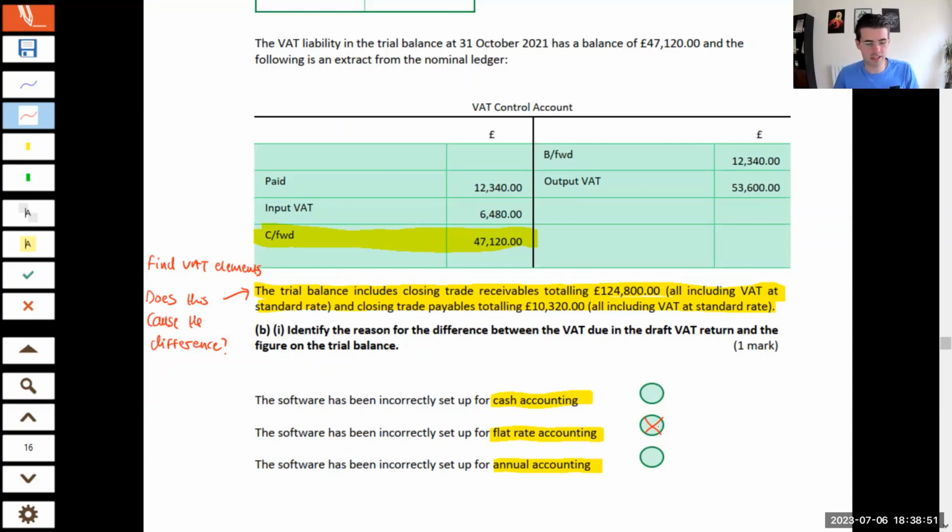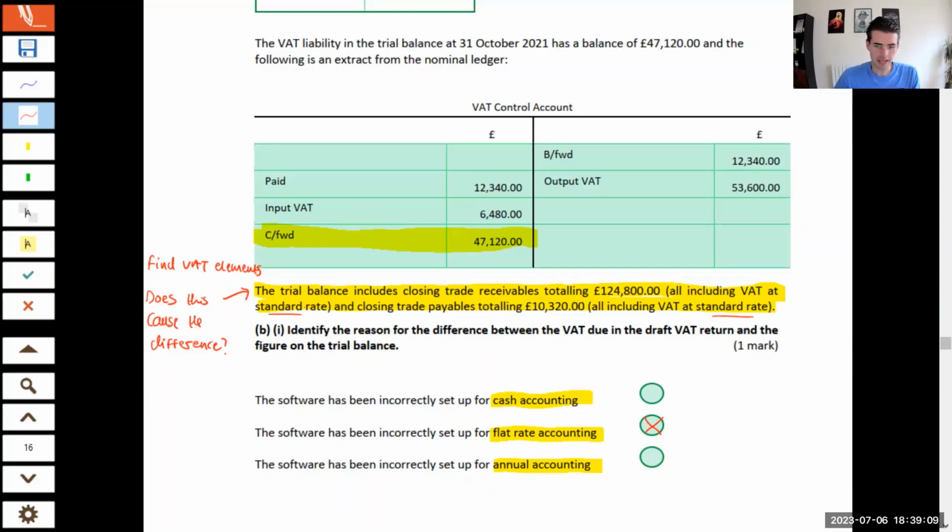And as Donna said there, this is why we're going to look at finding the VAT elements, because it's saying here, isn't it, at the standard rate. So again, breadcrumbs in the question. If it was at the flat rate, these wouldn't be at the standard rate, would they? So again, finding the VAT elements is really, really important.